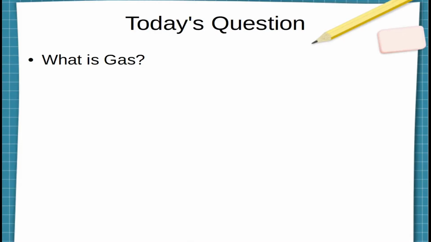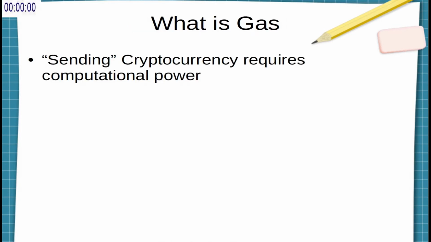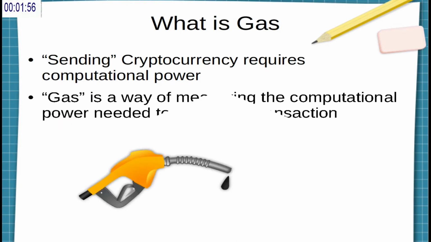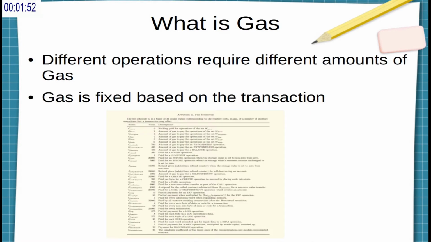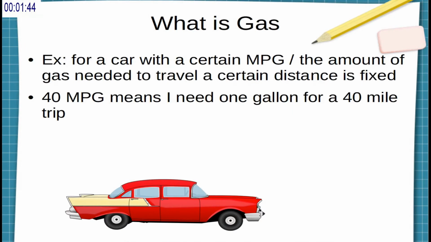In today's video, we are answering the question, what is gas and what is its role within the Ethereum blockchain? Now, sending cryptocurrencies requires computational power, and gas is simply a way of measuring the computational power needed to perform a certain transaction. Depending on the complexity, different operations require different amounts of gas, but the amount of gas is always fixed based on the transaction.